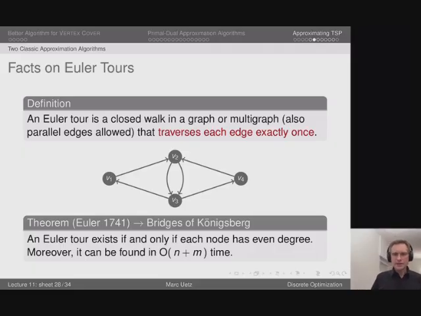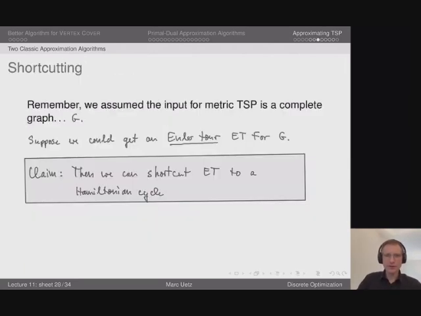In any case, that is one of the ingredients, so we can compute Euler tours in multigraphs whenever all the vertices have even degree, and we can do so in polynomial time. The next ingredient that we are going to need is an argument which is known as shortcutting, and that works as follows. There are two things that are important for this argument to work.